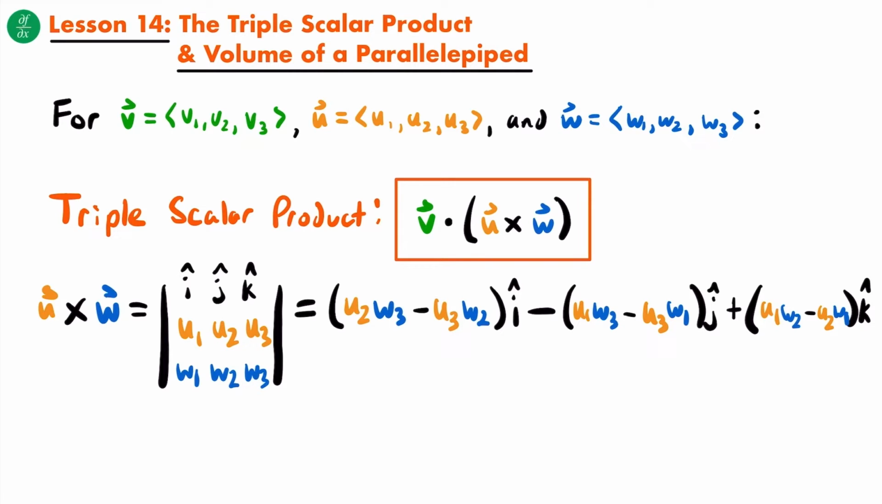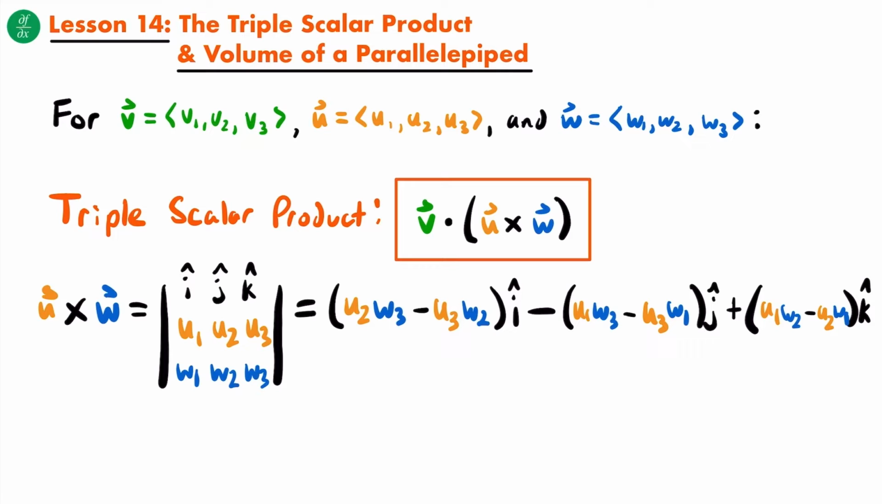Notice that if we replace each of these standard unit vectors, i, j, and k, with the x, y, and z components of vector v, this calculation right here would be the triple scalar product, right? This is our vector u cross w, and we would be multiplying each of those components by the respective x, y, and z components of vector v in order to calculate that dot product. And so if we just replace each of those standard unit vectors, i with v1, j with v2, and k with v3, we would have the triple scalar product.